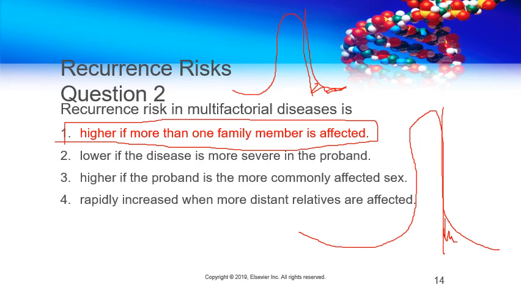Now, the last thing, or number 4, the recurrence risk for the disease usually decreases rapidly in the more remotely related relatives. Okay, the recurrence risk for a single disease decreases by 50% with each degree of relationship. But don't be that nitpicky about it. I just want you to know that the more distant the relative, the less the recurrence risk is.